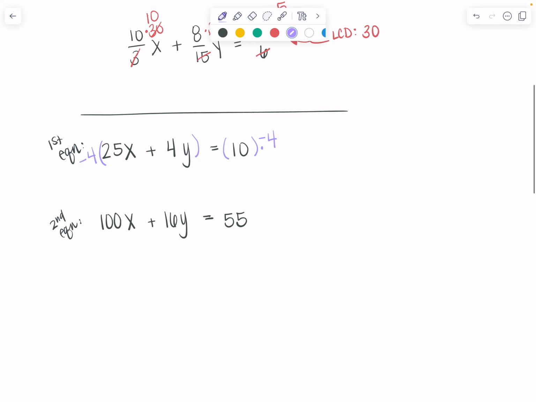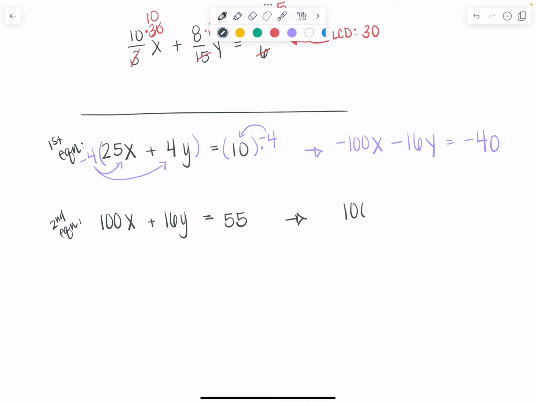So with this top equation, I'm going to rewrite it. -4 times 25x is going to give me -100x. -4 times 4y is going to give me -16y. -4 times 10 is going to give me -40. The bottom equation's not changing, so I'm just going to keep that one the same. And then I can now add these down the components.